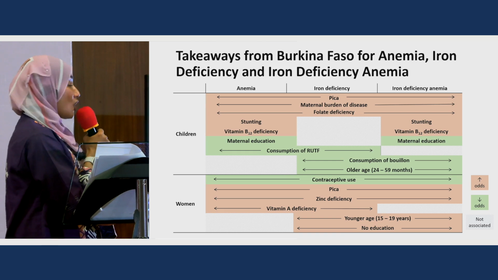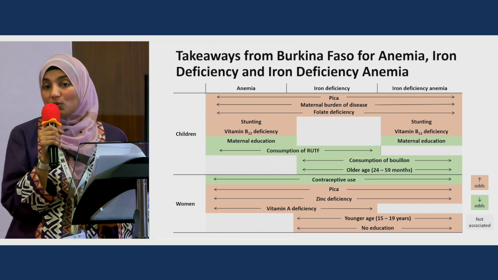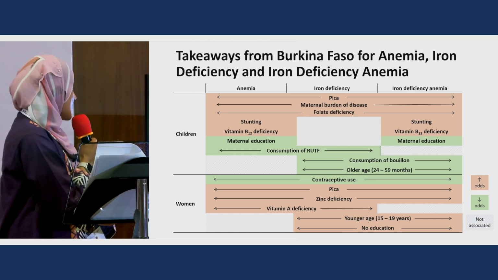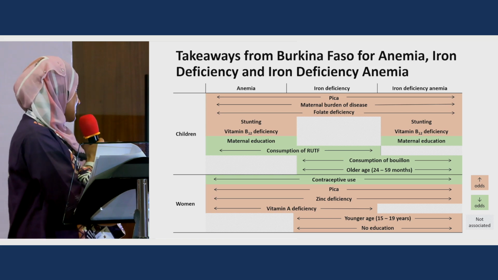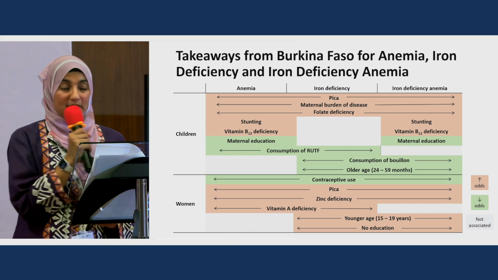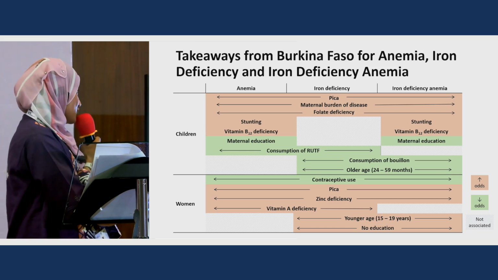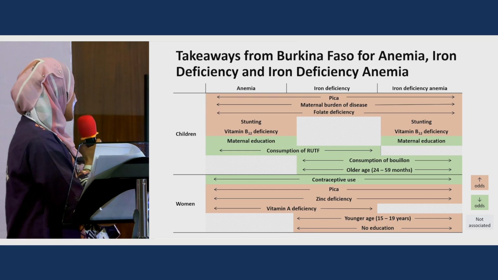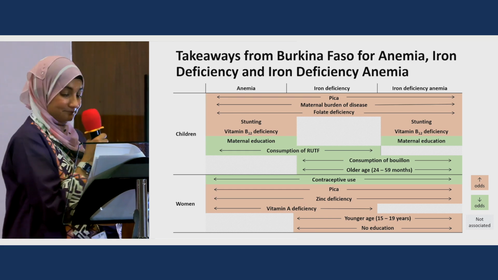For women, contraceptive use was protective against all three outcomes, while pica practices and zinc deficiency were associated with higher odds of all three outcomes. And vitamin A deficiency was associated with anemia and iron deficiency.